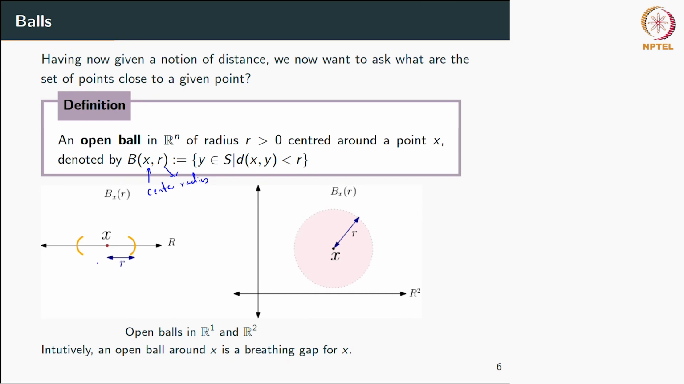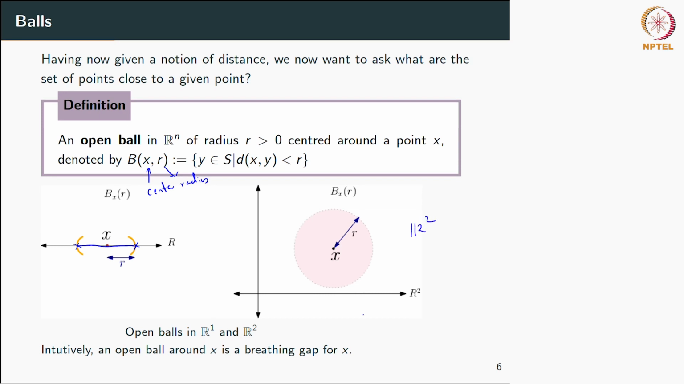To visualize this for n equal to 1, that is, in the real line, you have a point x and a radius r. It consists of all points which are at distance less than r. All these points on this line constitute the elements of the open ball. Here the open ball is denoted by the round brackets. The interpretation is that it consists of all points except the end points. So, these points are excluded from this open set.